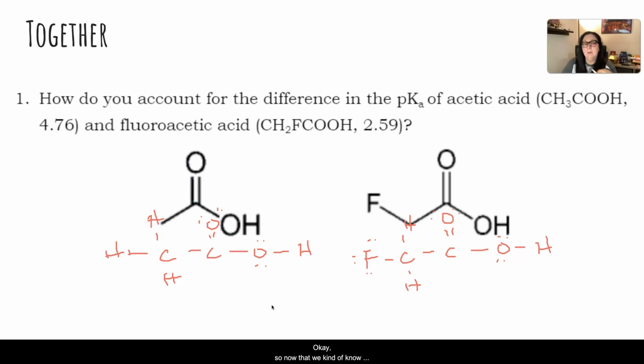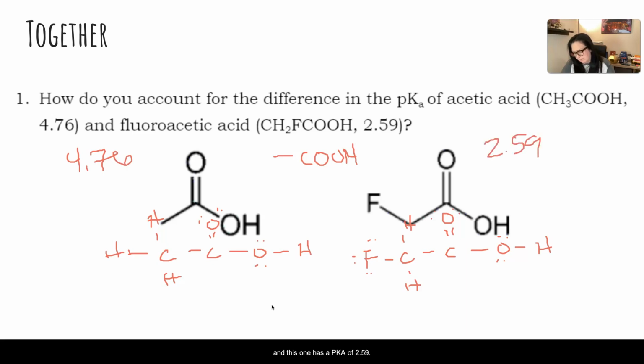Okay, so now that we kind of know what we're looking at, they're both these carboxylic acids, which is something that you don't know because you don't know functional groups anymore. But that's the COOH that we have. But how can you account for the difference? They both have two carbons. How can you account for the difference in the pKa? All right, the lower the pKa, the higher the Ka. So this first one has a pKa of 4.76, and this one has a pKa of 2.59.